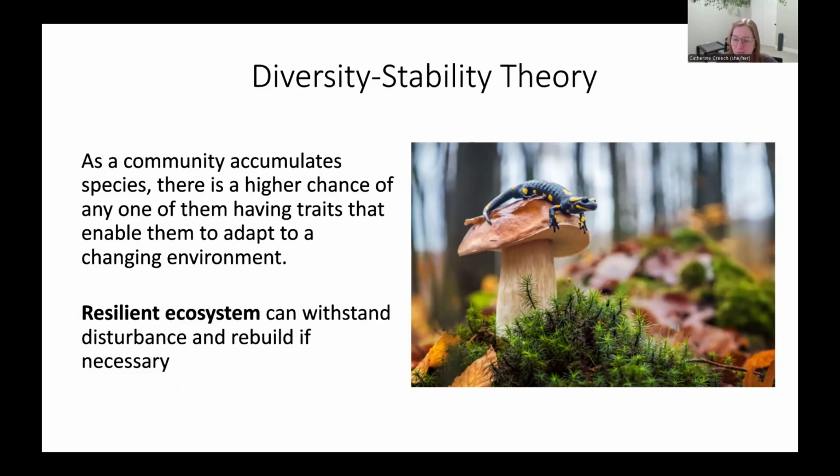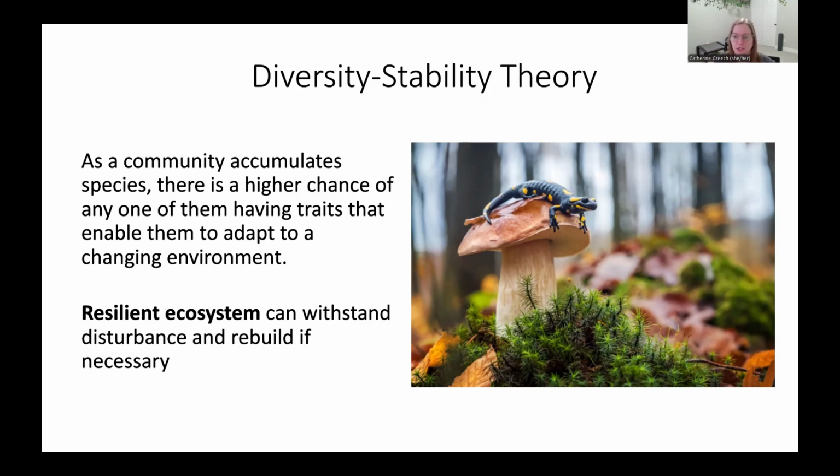Note that it's a theory. That means that it's pretty well supported. We've done a lot of experiments on it. We have good data supporting this. So as your ecosystem has more and more species, we have a bigger community. And as our community has more organisms that allow them to fit into their ecosystem in different ways, the ecosystem becomes more resilient. What does that mean?